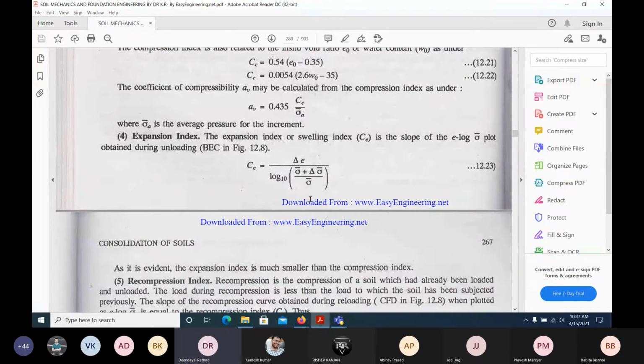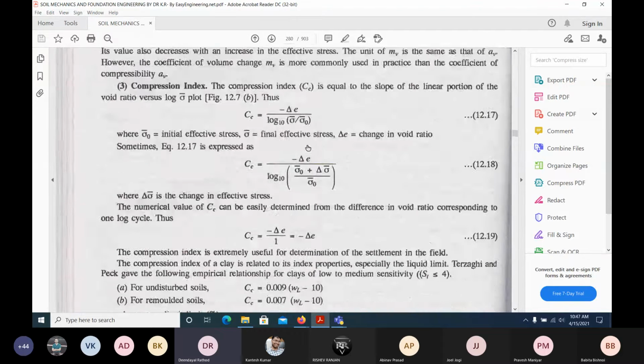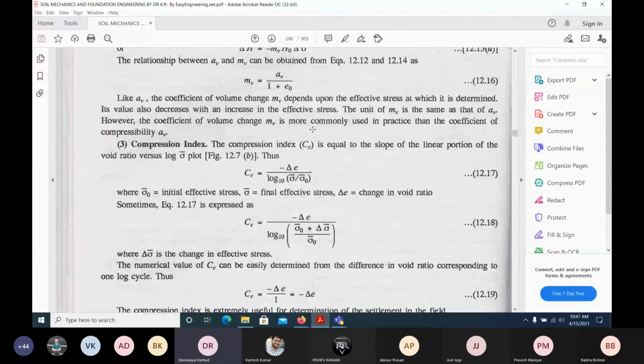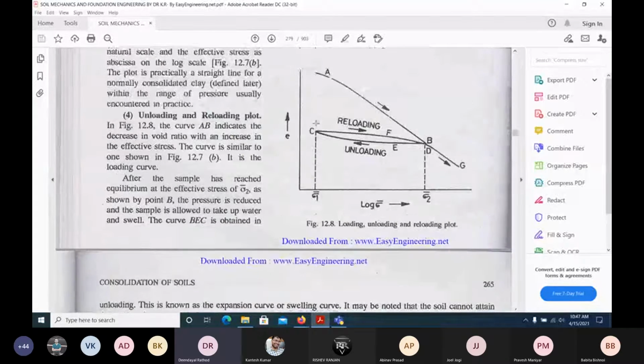Now the expansion index. What is this expansion index, or swelling index? Ce we call as the expansion index. Ce is the slope of the e-log p plot obtained during the unloading process, BEC in the figure. So look at this: the expansion index is the slope of this unloading curve. Because we are unloading it, the soil is expanding. That's the reason it is expanding.